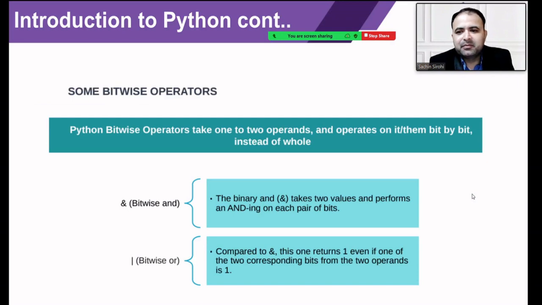Now the bitwise operator, but it is technical and depends on the bits. So Python bitwise operators take one or two operands and operate on them bit by bit instead of the whole. So it is a bitwise AND, on binary. Basically it works on binary, like 0101, and the OR. So it is an AND and it is an OR. So how can we do this?